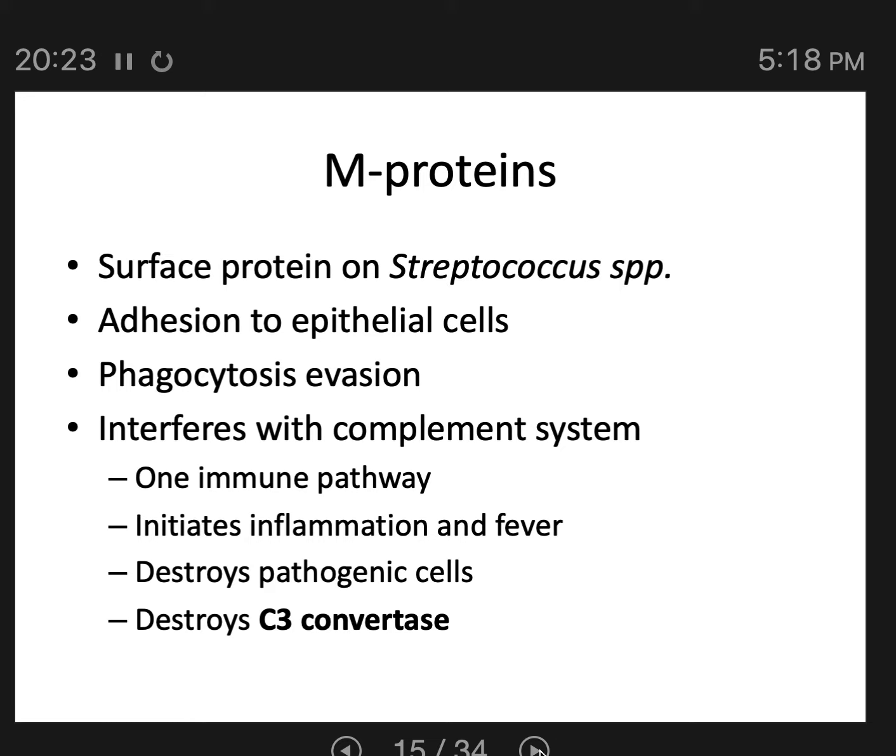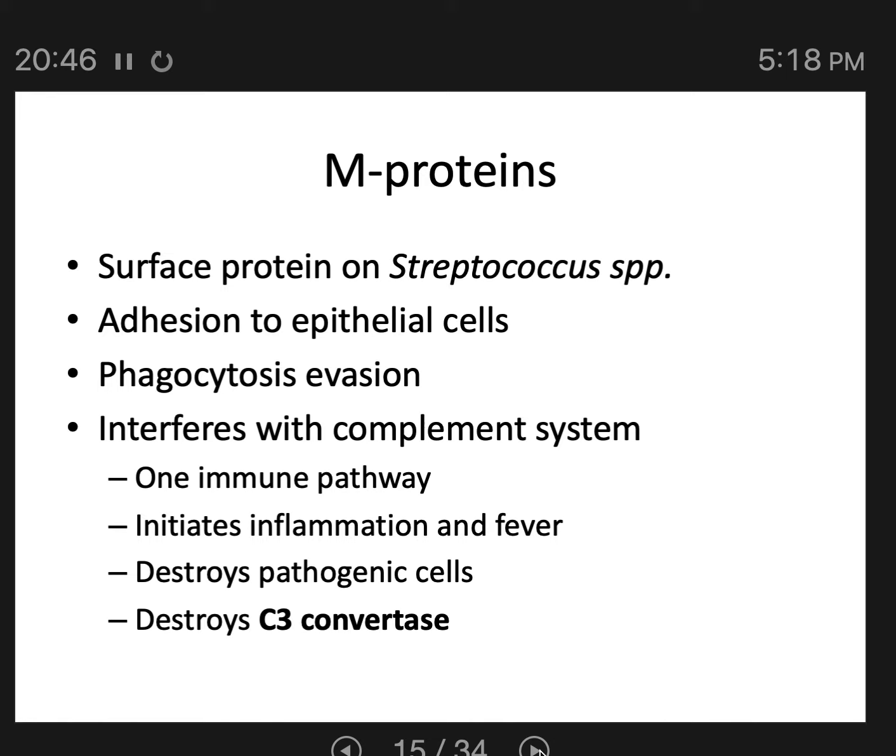M proteins can also evade phagocytosis, and they can also interfere with the complement system. There is no way for me to explain the complement system now. I can't explain it until the very end of the immune system chapters. For now, all you need to know is the complement system is an important piece of our immune system. There are many different immune pathways, and it's one immune system pathway.